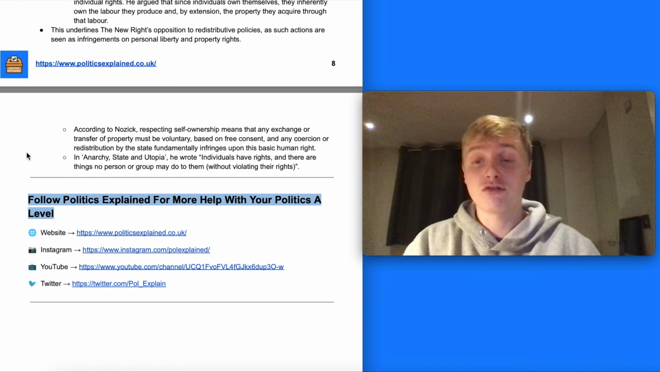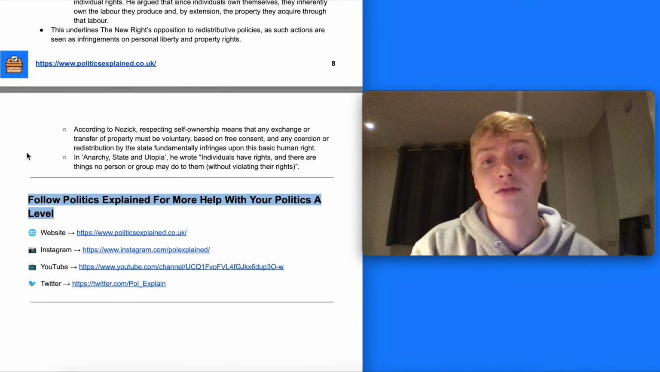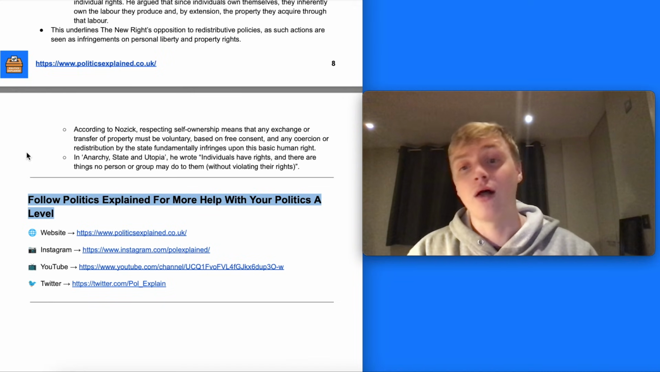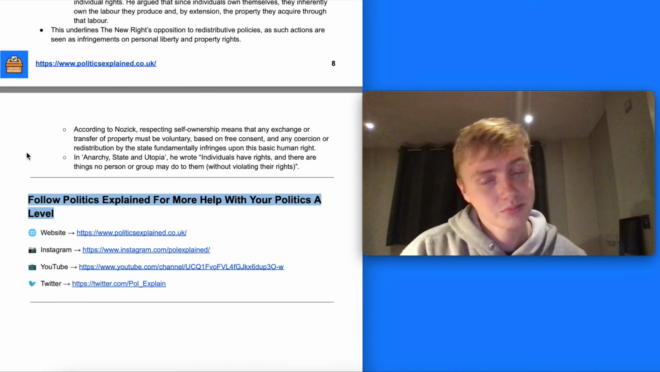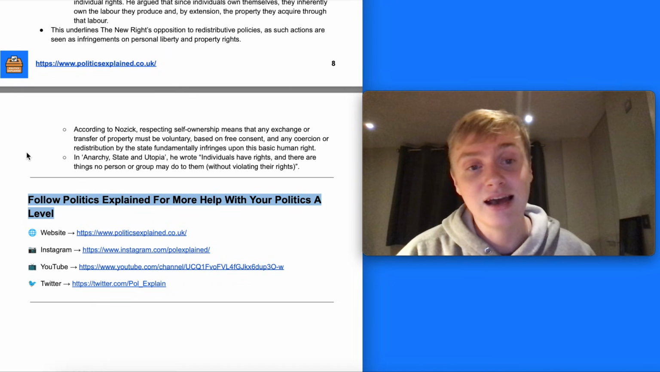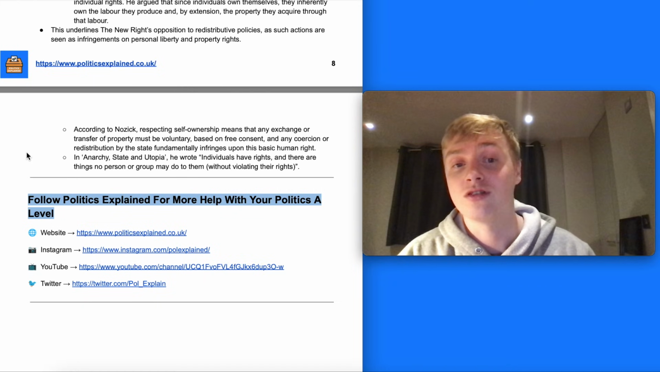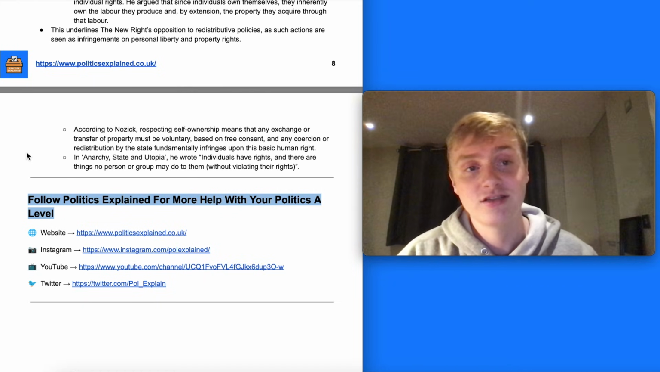Therefore, respecting self-ownership means that any exchange or transfer of property must be voluntary, based on free consent, rather than based on force. And ultimately he wrote in Anarchy, State, and Utopia, which is his key text, "Individuals have rights, and there are no things that no person or group may do to them without violating their rights."